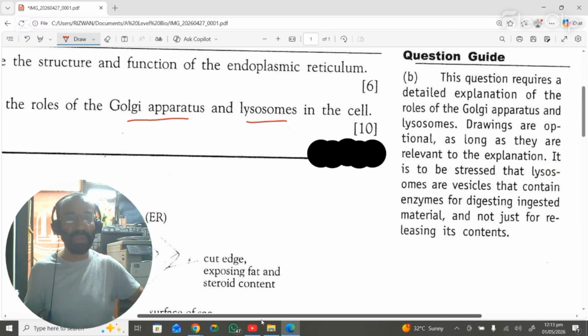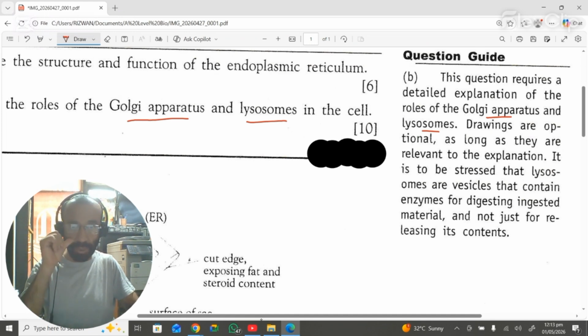So concentrate. This question requires a detailed explanation of the roles of the Golgi apparatus and the lysosomes. Drawings are optional. If drawing is necessary, then you will draw it; otherwise, in this question, it is not necessary. It is to be stressed that lysosomes are vesicles that contain the enzymes for digesting undigested material, and not just for releasing their contents. So lysosomes are very important for digesting the undigested material.